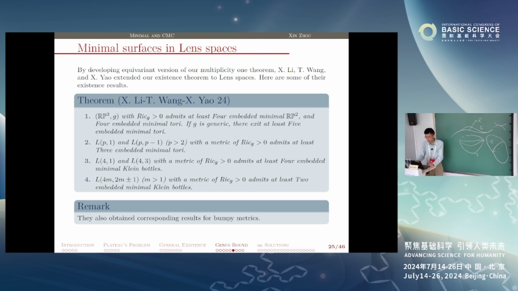The difference was that you can imagine in S3, every surface is separating. It separates the manifold into 2 parts. But in RP3, if you work with the projective plane, this is non-separating. Actually, my technique doesn't directly work over there. So what they did is to treat this as S3 with Z2 action. They did everything equivariantly. They were able to reproduce the equivariant version of the multiplicity one theorem and get that.